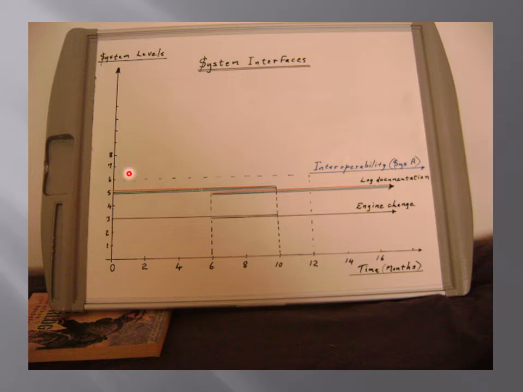So what we actually see here is between the time 0 and month 12, there was no interoperability. In this case, it is something that has been brought in.